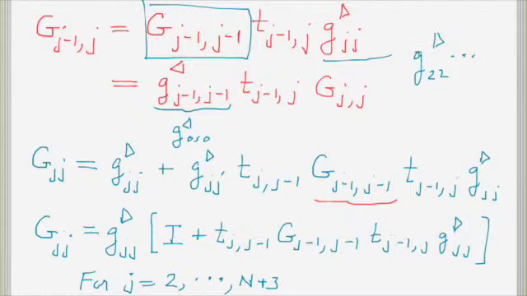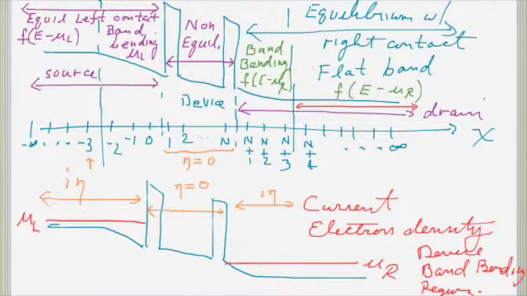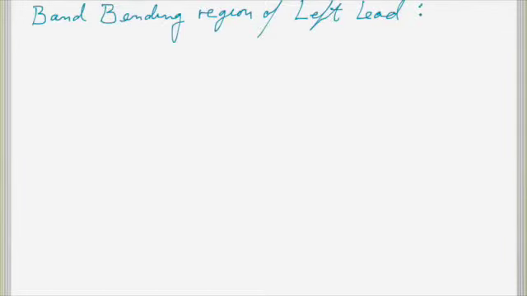I'll also need the exact diagonal Green function for this region on the left where there's band bending but in equilibrium. So for nodes -2, -1, and 0, I'll also need my exact diagonal blocks, because I need the density of states. I know the filling, but I'll need the density of states or the spectral function to get the charge. So in the band bending region of the left lead, I also need the diagonal block.